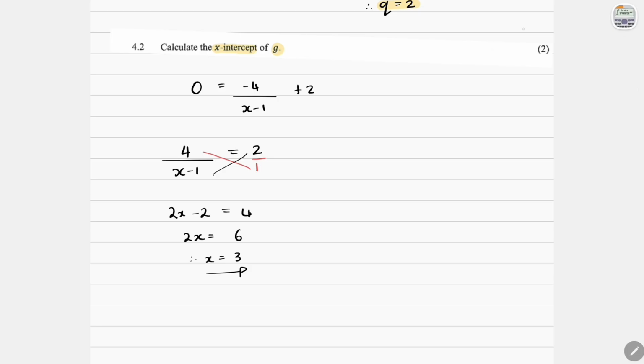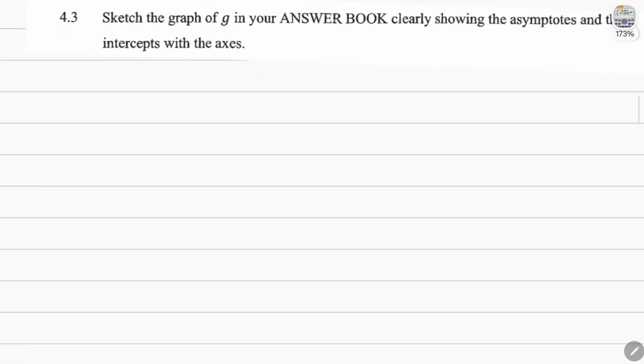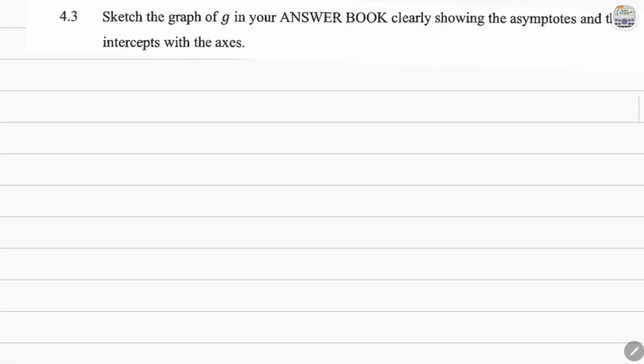Moving on to the next question. Question 4.3 says, sketch the graph of g in your answer book, clearly showing the asymptotes and the intercepts with the axes. Okay, so this is a hyperbola. Let's point out the things that we need and just write down the steps we need to take. So step 1, you need to have your asymptotes. If you draw your asymptotes down first, it makes it easier to sketch this graph.